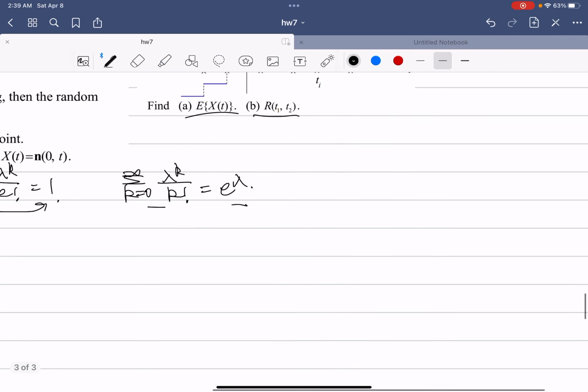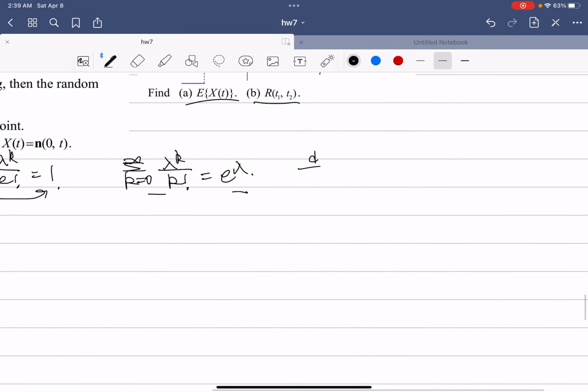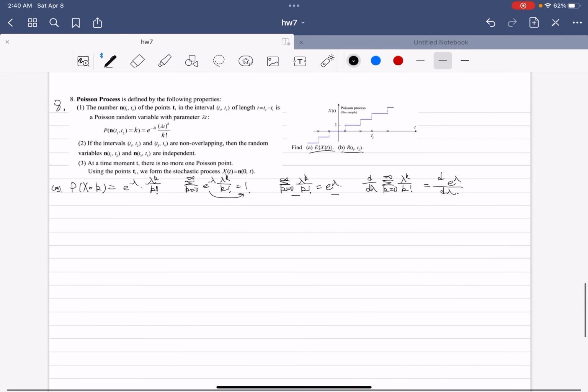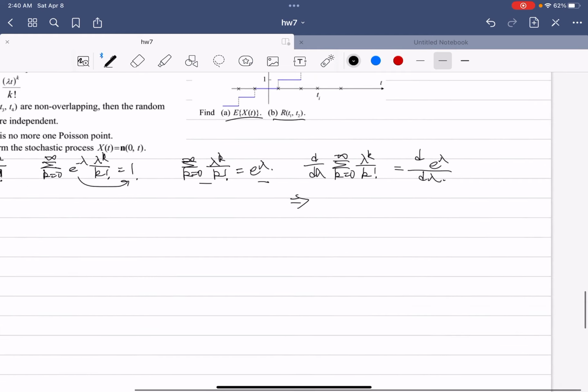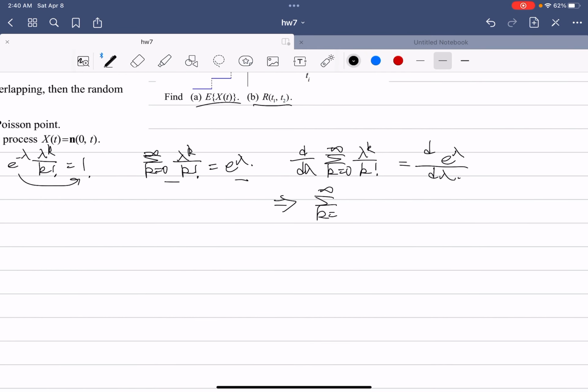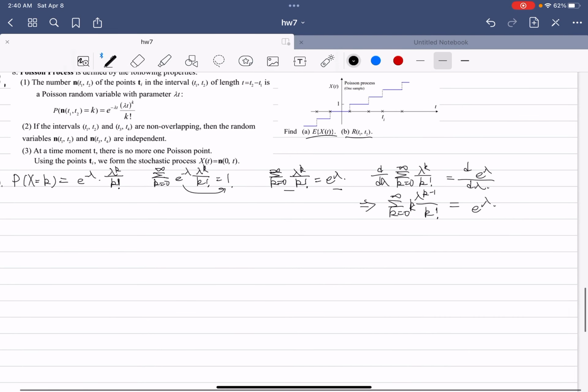So on both sides of the equation, we can take the derivative with respect to lambda. The left part, the derivative of the sum from k equals 0 to infinity, gives k times lambda to the power of k minus 1, and that equals the derivative of the right part, which is still e to the lambda.